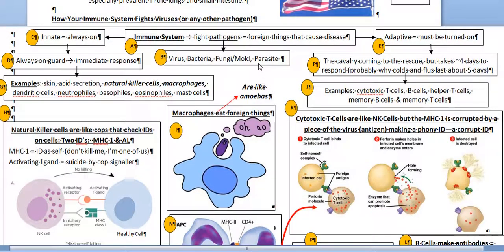Some examples of your innate immune system, which is always on, are skin. I mean, you always have your skin on you. Or acid secretion, like in your stomach, which is always producing acid. And some more important cells are natural killer cells and macrophages. There's a whole bunch of other ones, which I'm not going to explain. I'm just going to focus on these two. If you're interested, you can look the others up yourself. They play a big function, but I'm going to focus on just these two.